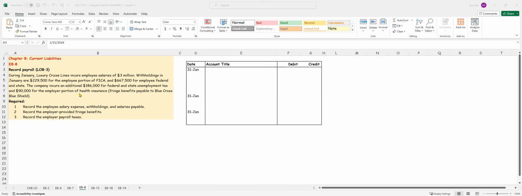$90,000 is paid for health insurance. This is the employer portion. This is a fringe benefit that we are paying. The employee doesn't pay for it, only the employer pays for it. So 3 different journal entries are going to be done. We'll start with the first one, which is to record the employee salary expense.